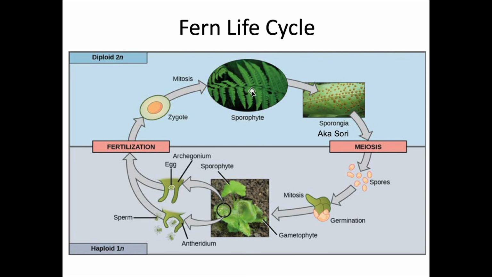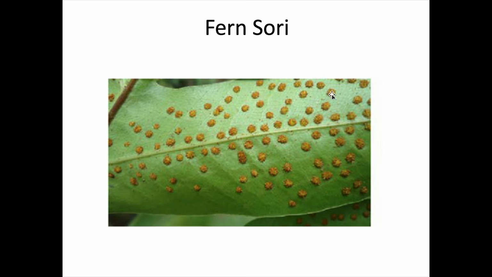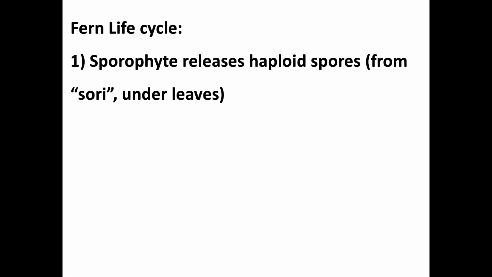Sporophyte makes spores. Remember, these are seedless vascular plants, so there aren't going to be any flowers, there aren't going to be any real seeds. Instead, these spores are made on these structures called sporangia, also known as sori. Let's zoom in. Here they are. So if you look at the underside of a fern leaf, you're going to see these dots. These are structures called sori that make spores. Because remember, the sporophyte makes spores. That's its whole job. So sporophyte releases haploid spores from these sori located underneath the leaves.